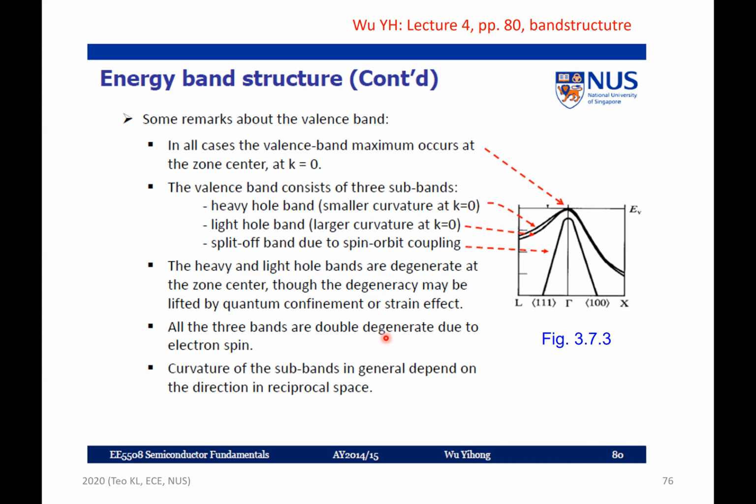So each band is doubly degenerate. If a heavy hole and light hole are at this point, then we won't call it doubly degenerate, we call it 4,4 degenerate. Similarly, for the split-off band, it was electron spin up and spin down, so it's also doubly degenerate.